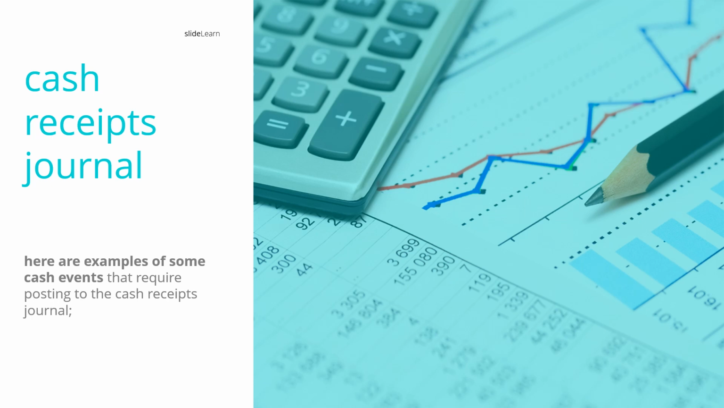Number 2, customers making payments on their accounts. We talk about accounts receivable, which is money customers owe a business. Just remember that any payment a customer makes for goods or services previously billed goes in the cash receipts journal. Number 3, interest or dividend income.